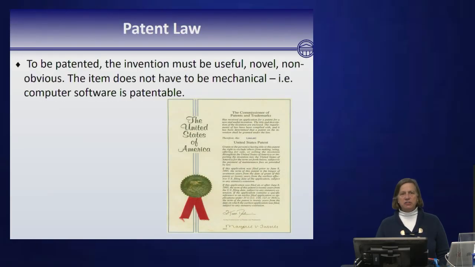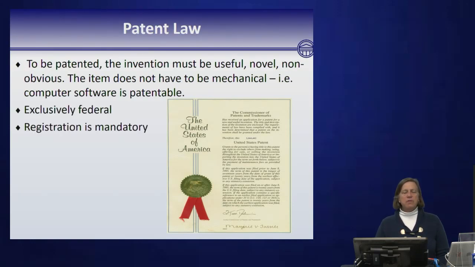Patent law is exclusively federal. To be patented, the invention must be useful, novel, and non-obvious. The item does not have to be mechanical, so computer software is patentable. Soybeans that were resistant to Roundup were patented. It's exclusively federal, registration is mandatory, and a patent lasts for 20 years.